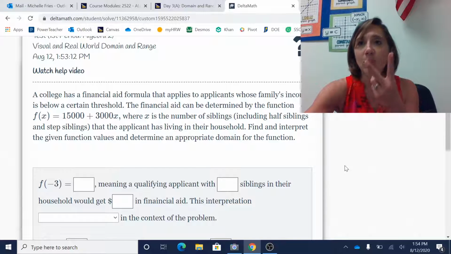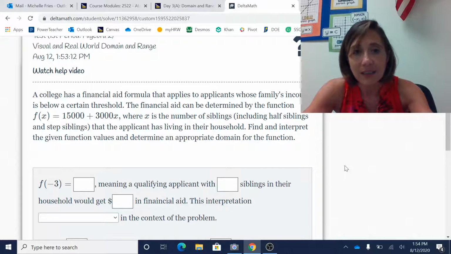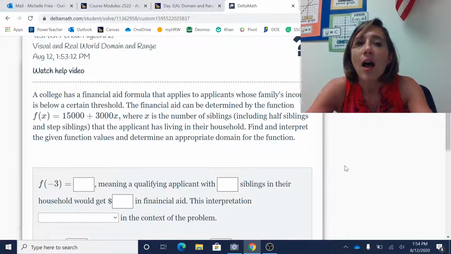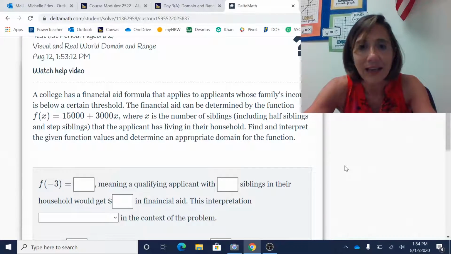So I had 2 brothers growing up. So if x is the number of siblings, I would put a 2 in for x into this formula. So 2 goes in for x times $3,000, so I'd get $6,000, added to the $15,000 base, so I would be looking at $21,000. So that's just an example.